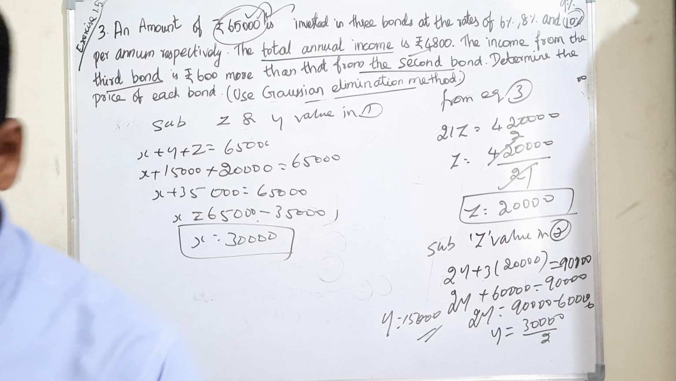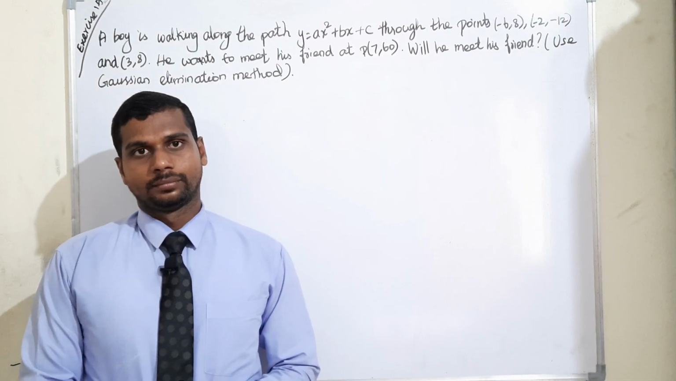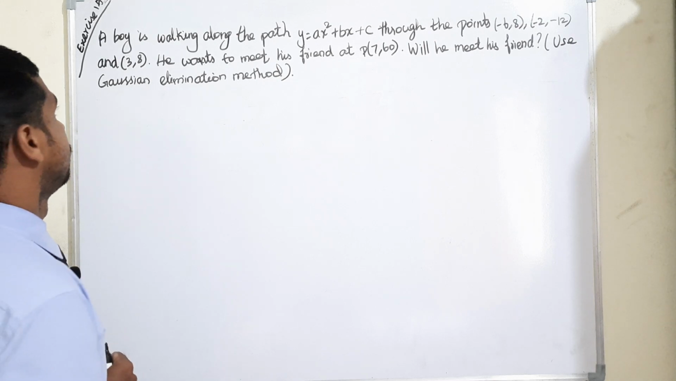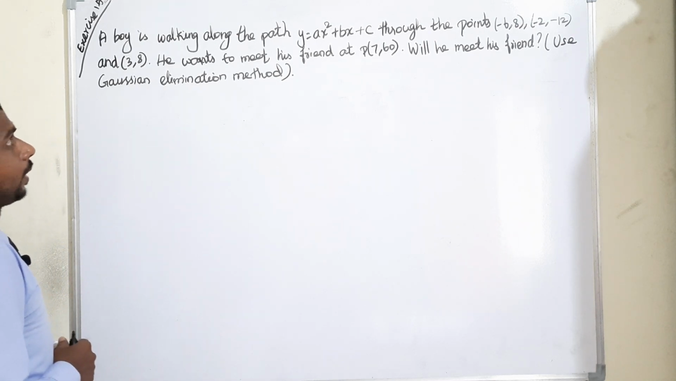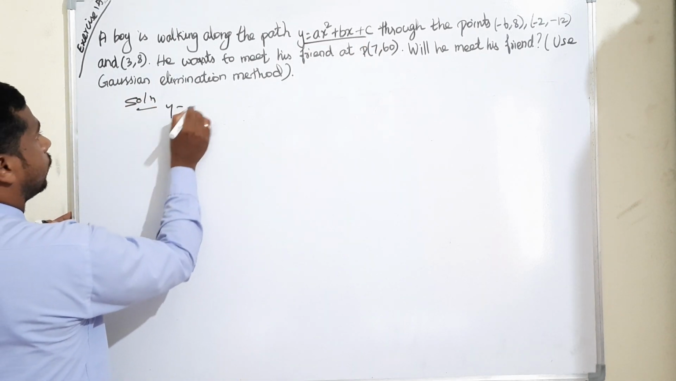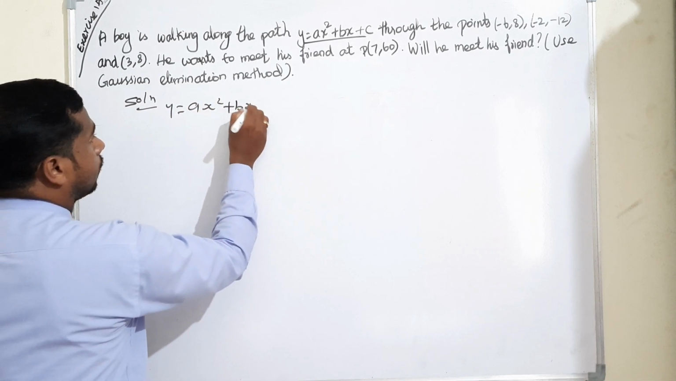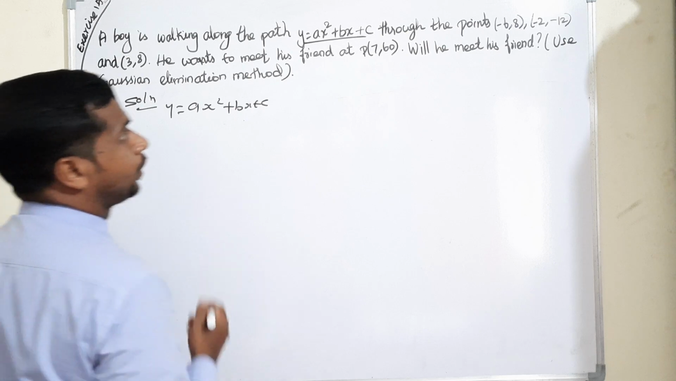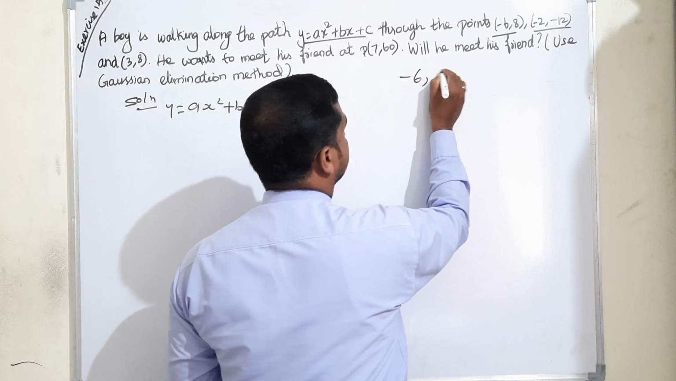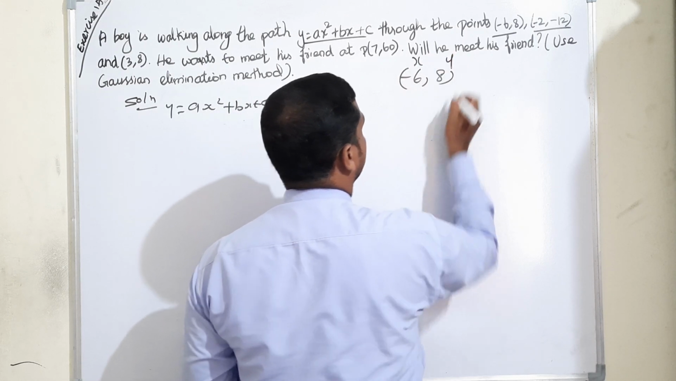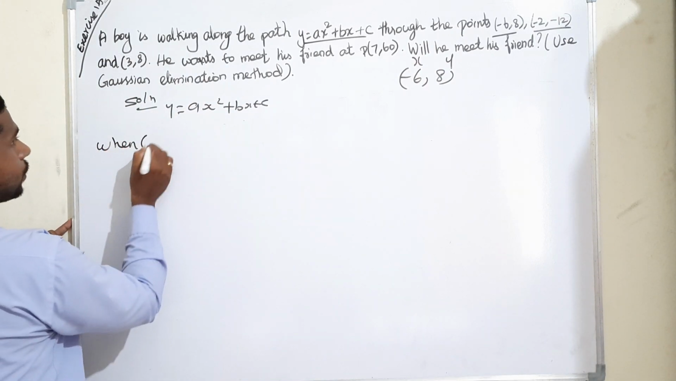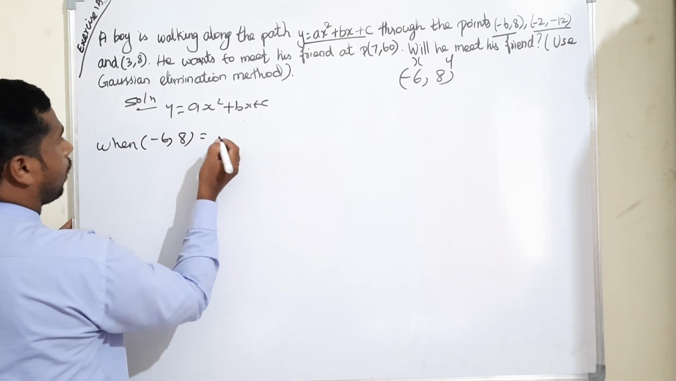Okay, keep in touch. One of the last questions from exercise 1.5, also an important question. So what is the question? A boy is walking along the path with equation y is equal to ax square plus bx plus c through the points minus 6 comma 8, the first coordinate point. This is considered for x and y, means x is equal to minus 6, y is equal to 8.